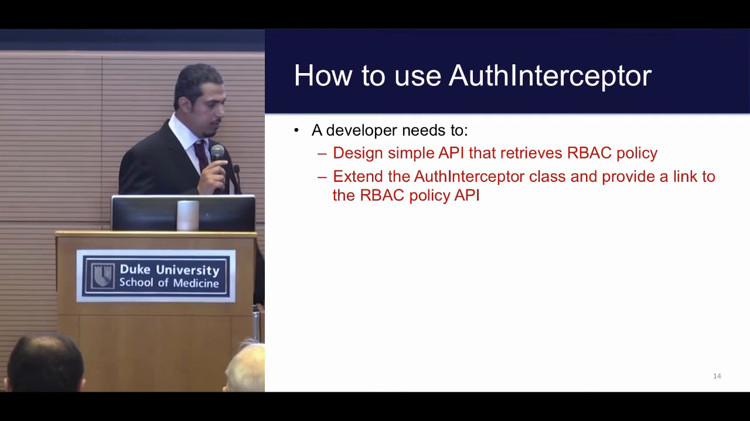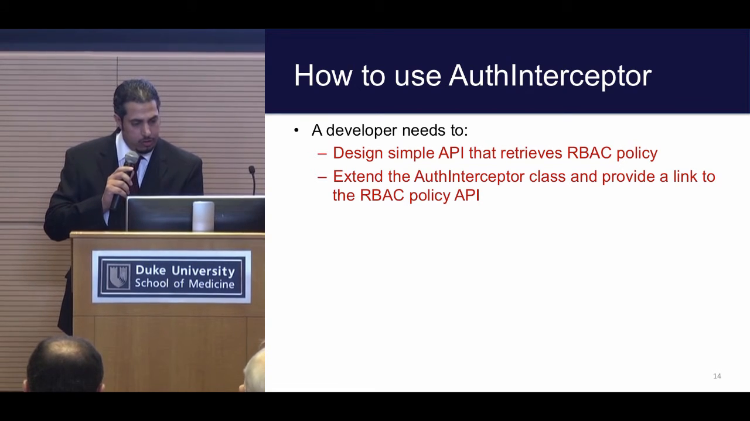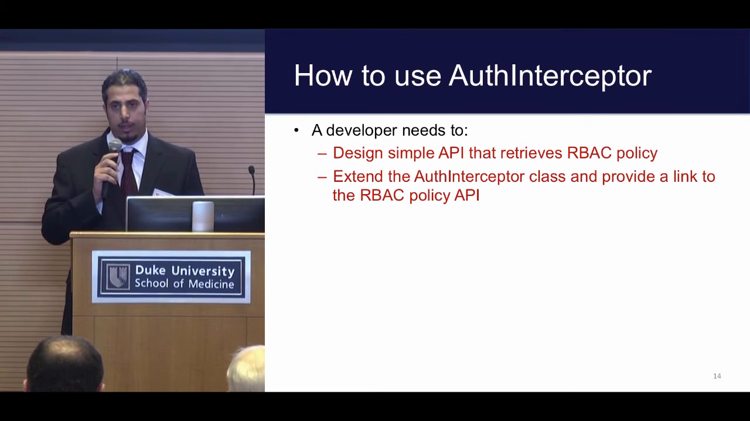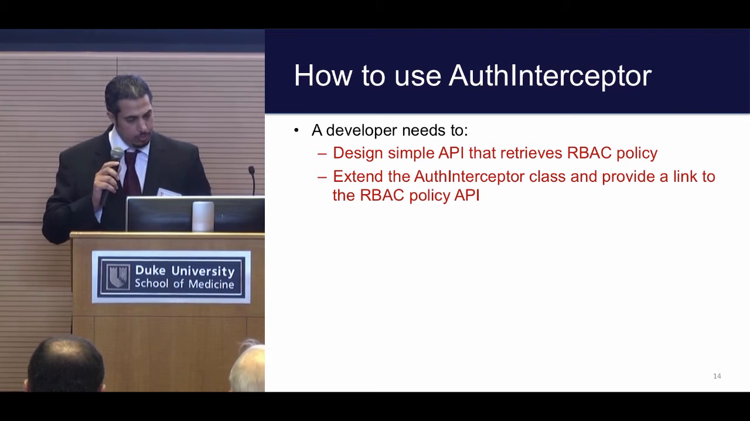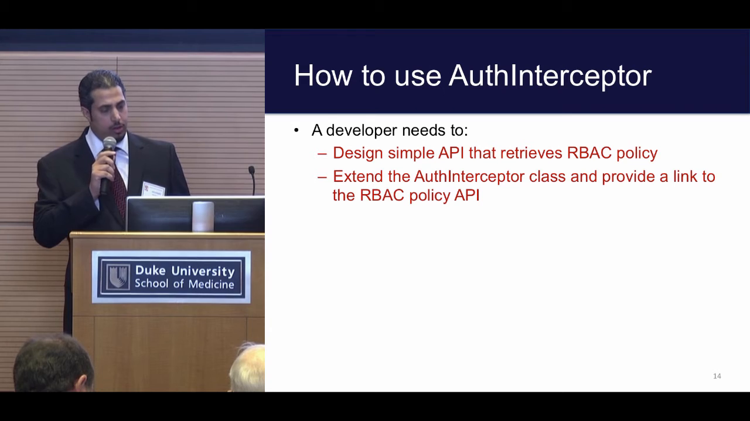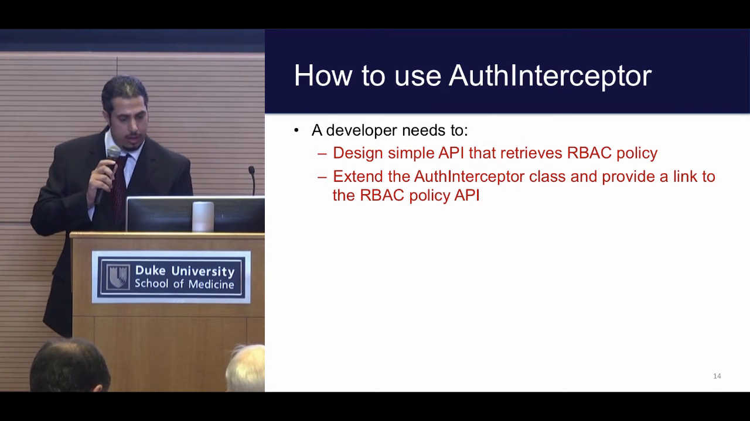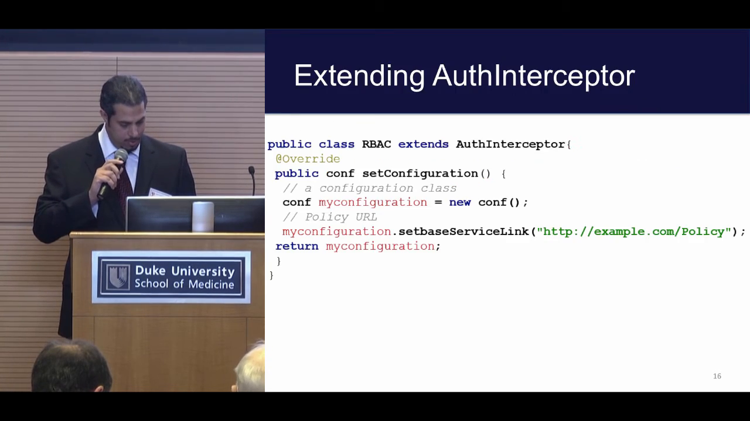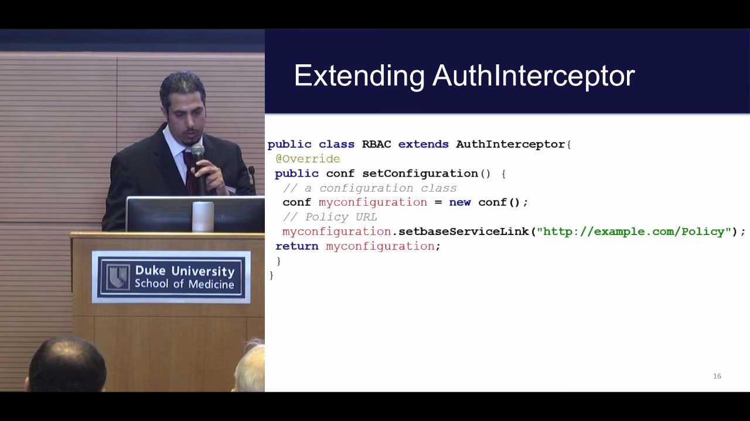So how is it used by a developer? Basically, a developer needs just to design a simple API that retrieves an RBAC policy in the specific format that I will show. Then just extend the authenticator interceptor class that we developed to provide a link to the API, our policy API, from the previous step.